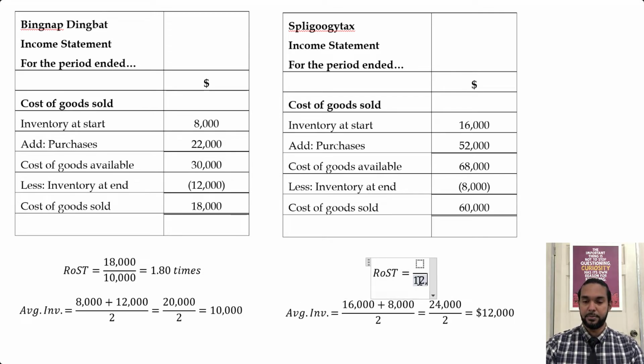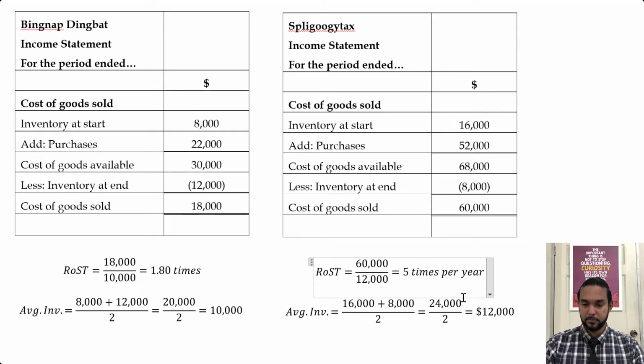So we're going to put the 12,000 as our denominator, and we're going to put the cost of goods sold as the numerator, and we are going to divide. Now 60 divided by 12 gives us a nice flat figure of 5 times, and it's actually 5 times per year. All right. So if we had to assess which company was doing better in terms of selling out stock faster, which company would you say? Would you say Bing Nap Ding Bat is doing better, or Split Tax, and why?